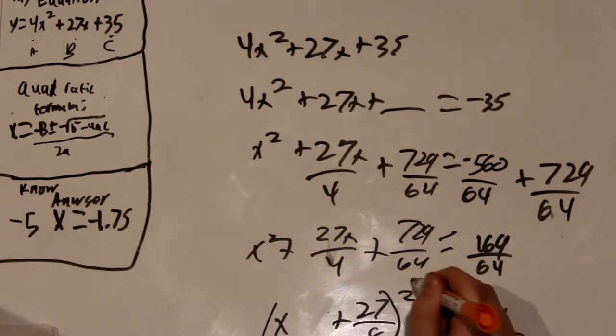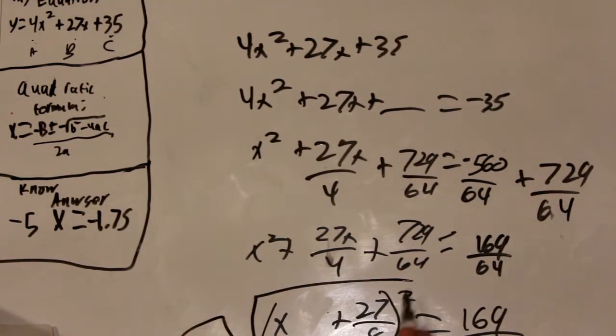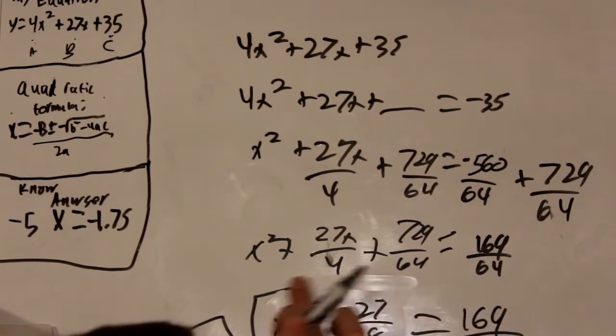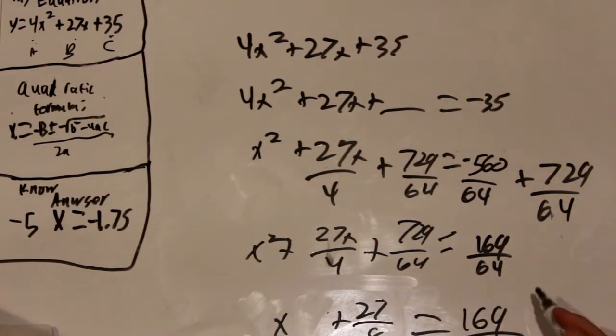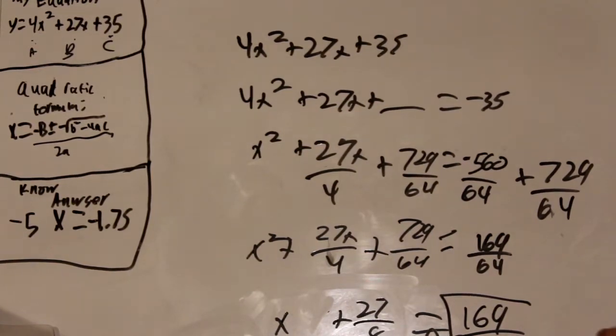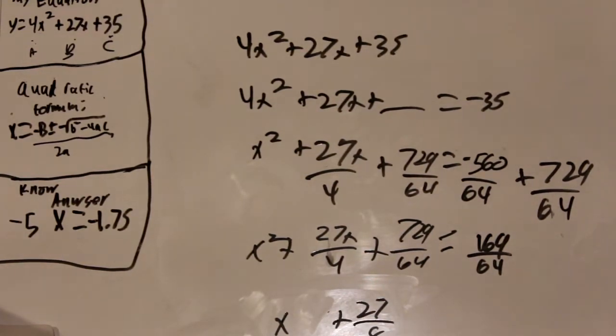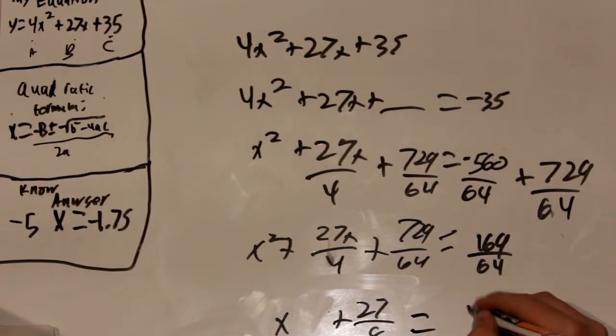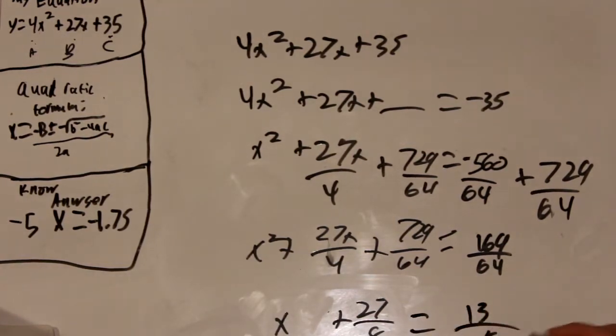Now we need to square root this to get rid of that mark. And simply the square root is just that without the squared. For that, the square root of 169 we know from earlier is 13, and the square root of 64 is 8. So 13 over 8. And that can be plus or minus.